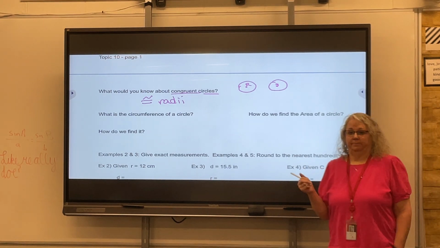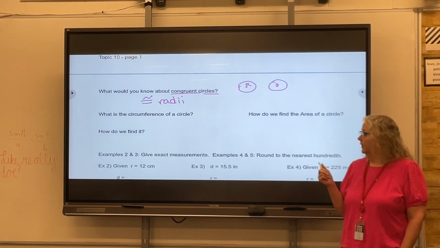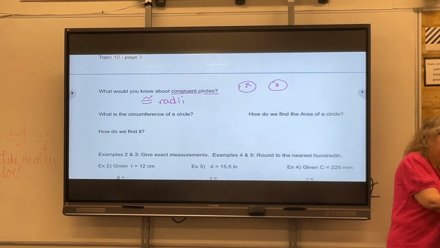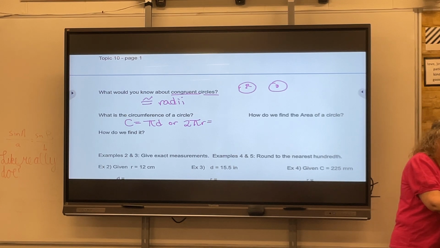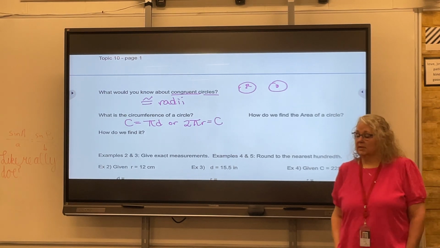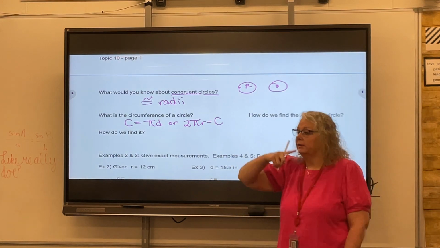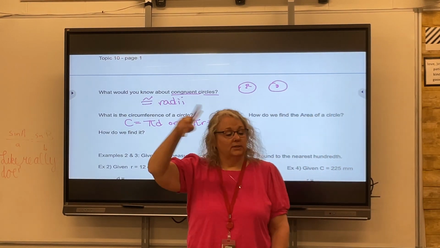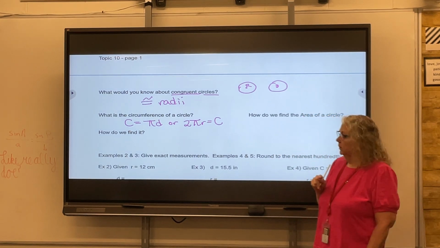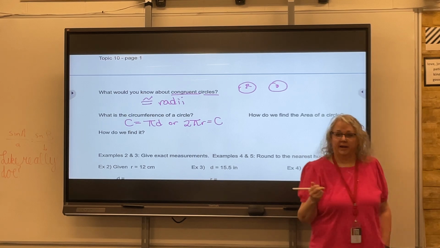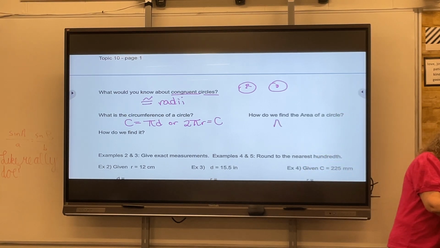The rest of this is some formula stuff we already know. How do you find the circumference of a circle? Pi times diameter, or 2 pi r. Remember circumference is like perimeter, the distance around a circle. So circumference equals pi times diameter, or 2 pi r. What's the area of a circle? Pi r squared.